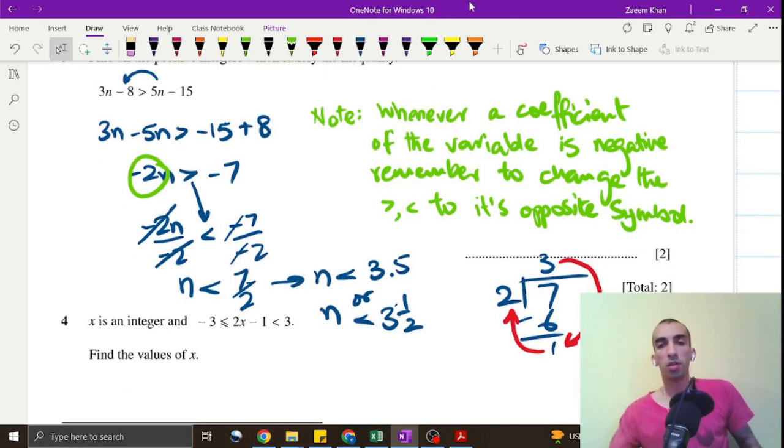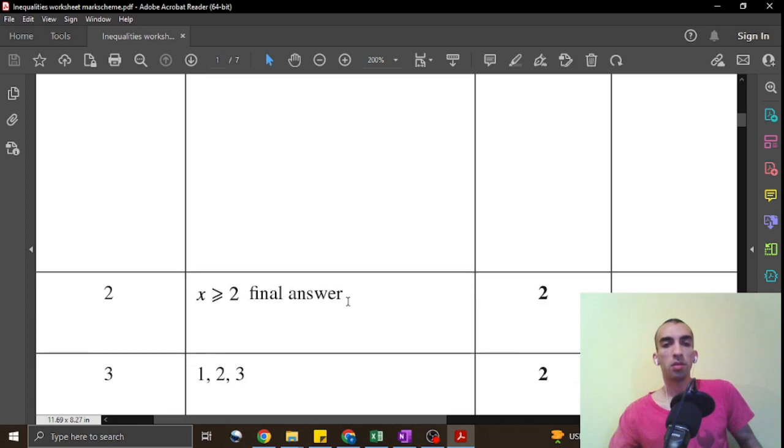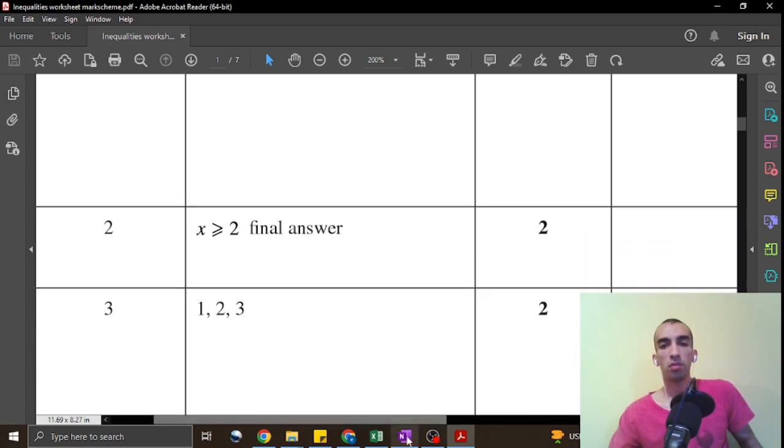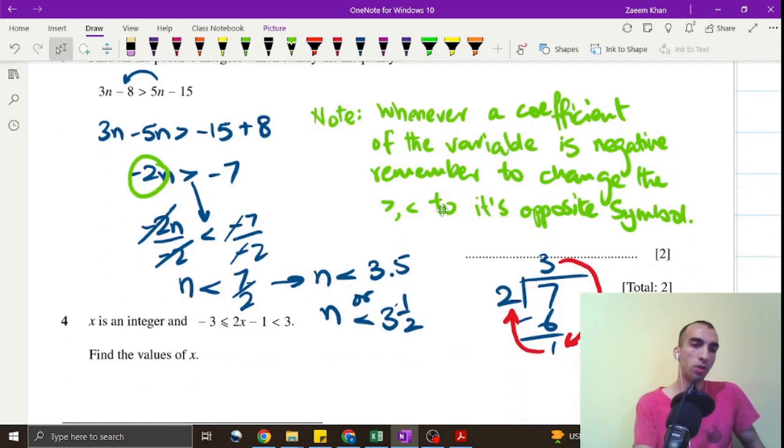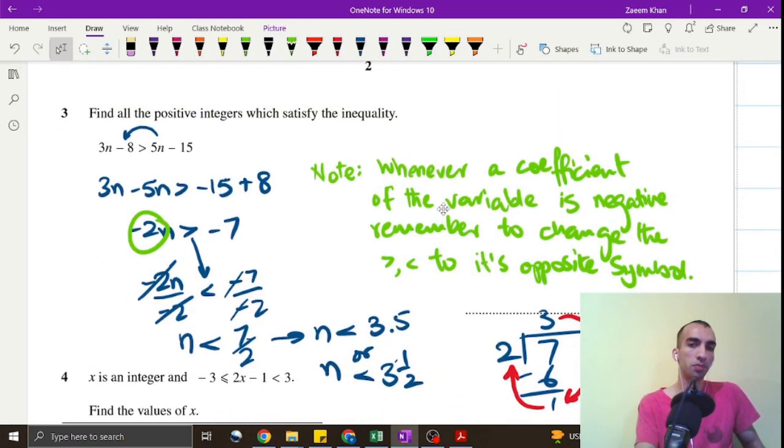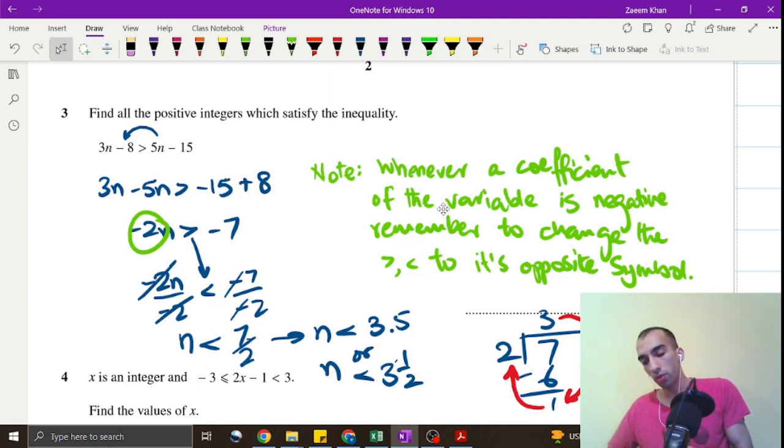Let's keep on checking our answers. We messed up once again. We didn't read the question properly. Can you read the question? Find all the positive integers. Technically our answer is wrong, but there's one more condition to it. They're asking us to mention all the positive integers. How many positive integers do you see below 3.5?